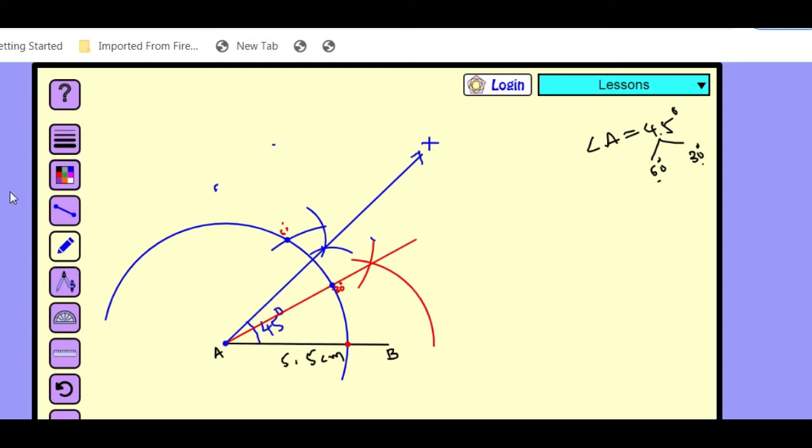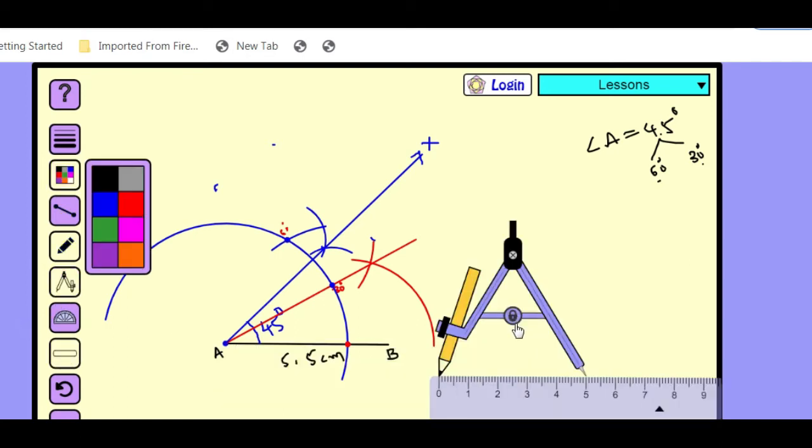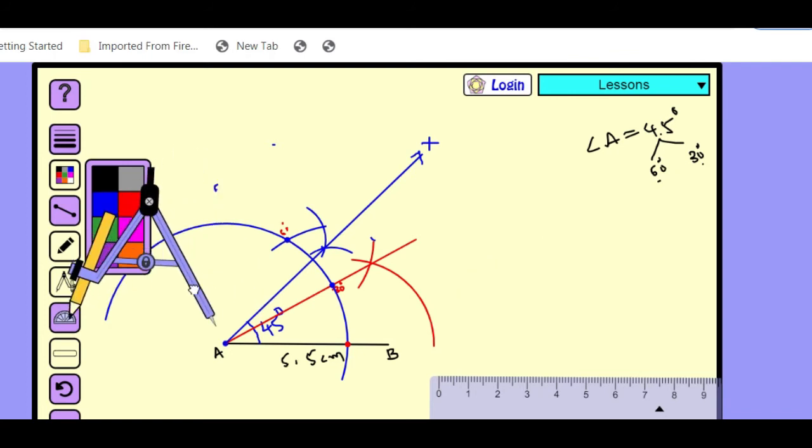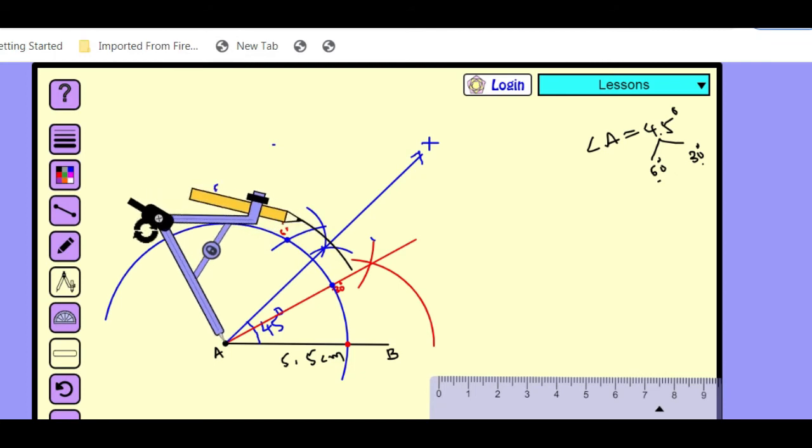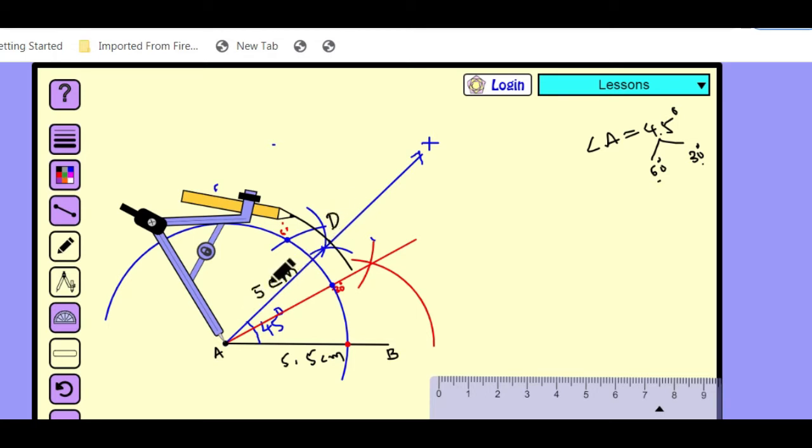Next we are going to locate the point D on this AX ray. So for that take the compass length as 5 centimeters with the help of a ruler. Now this is the length of the radius. With the compass radius as 5 centimeters, and with A at the center, draw an arc which cuts the AX at D. Now this point indicates D. Now the length of AD we have 5 centimeters.